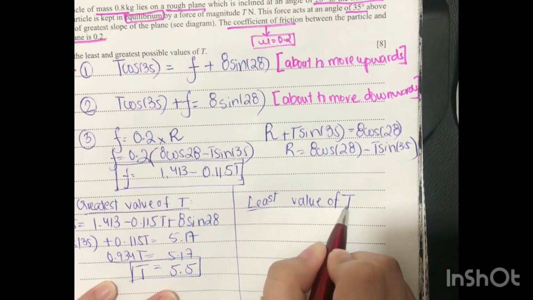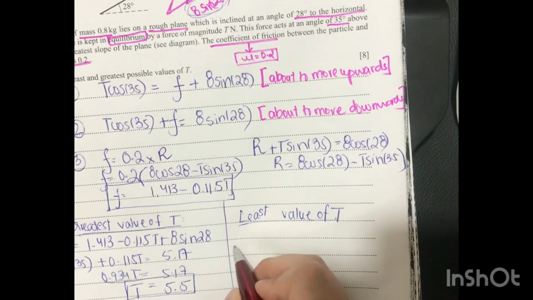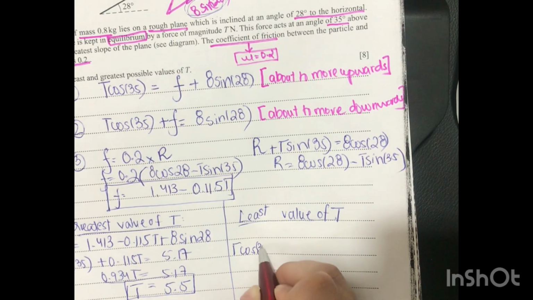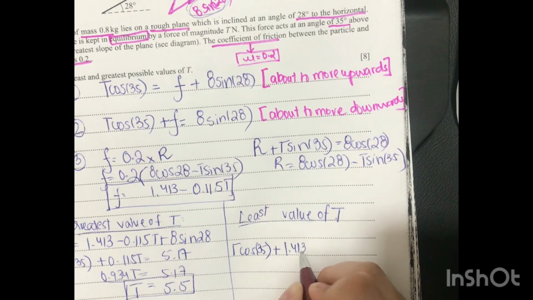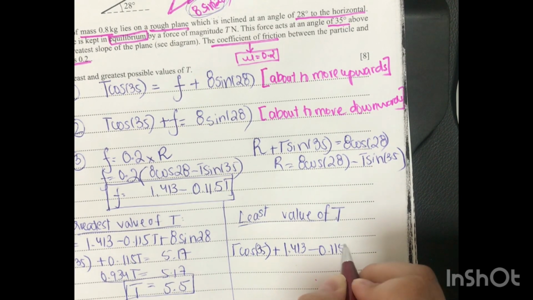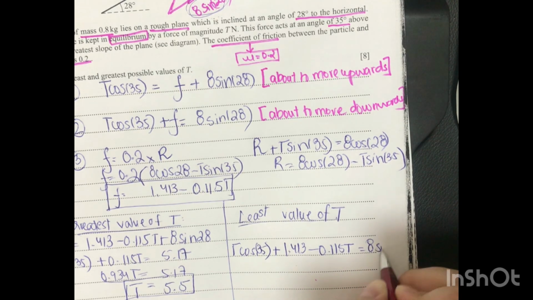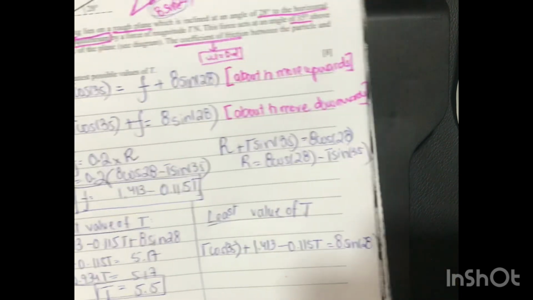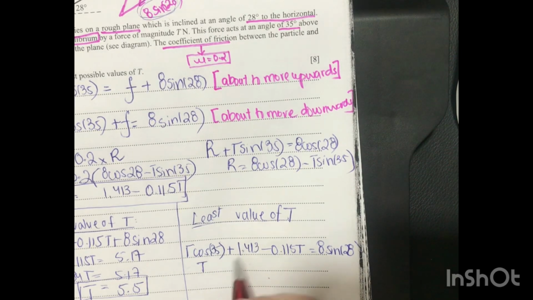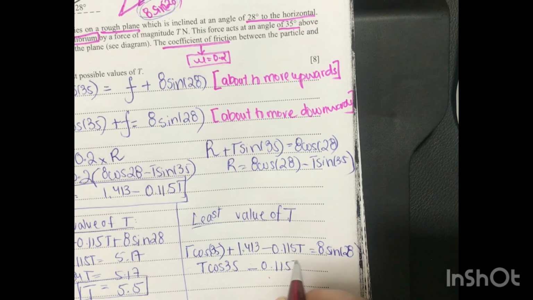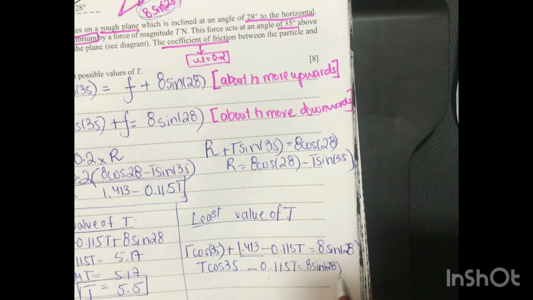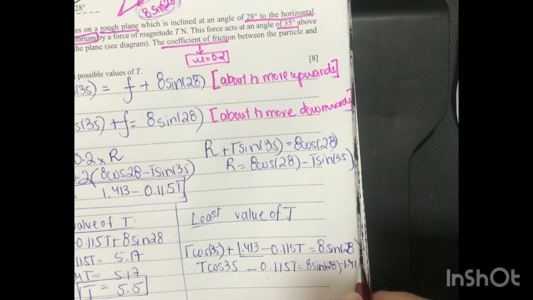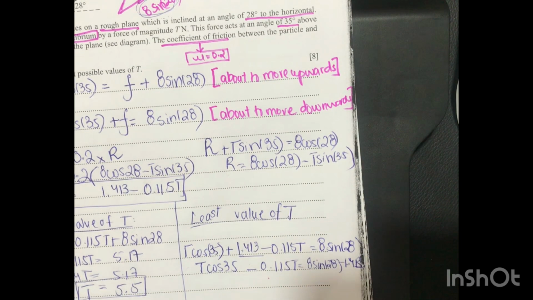And when we're finding the least value of t, we'll use the second equation. This will become t cos 35 plus friction, which is 1.413 minus 0.115t, is equal to 8 sine 28. In this case, we will keep the like terms of t on this side. t cos 35 minus 0.115t is equal to 8 sine 28 minus 1.413.